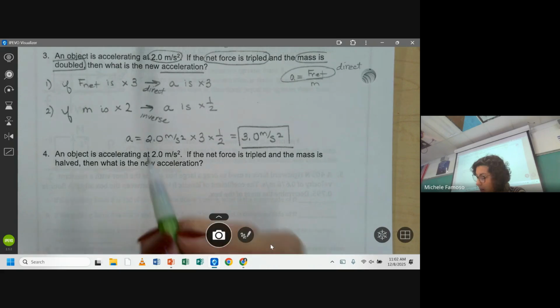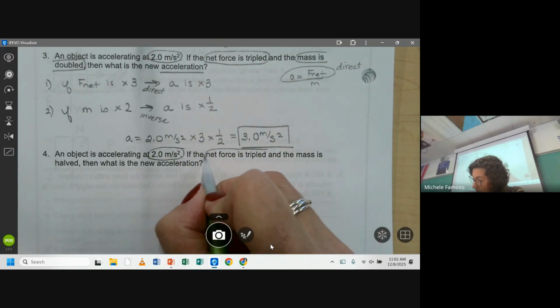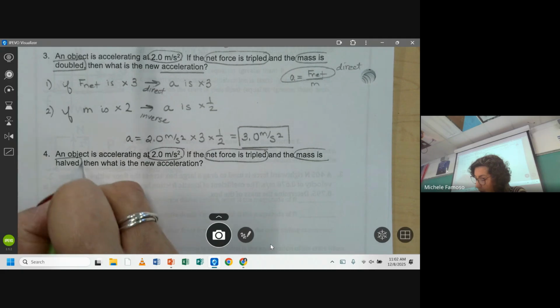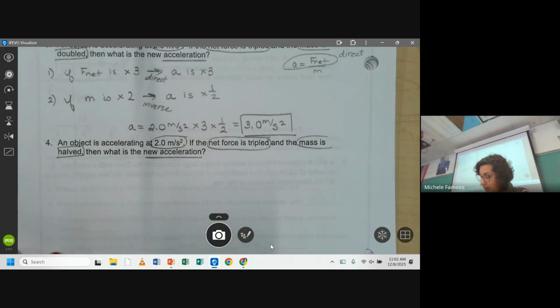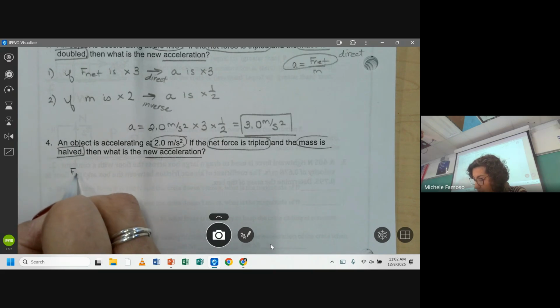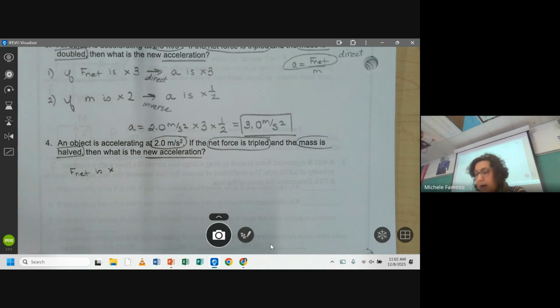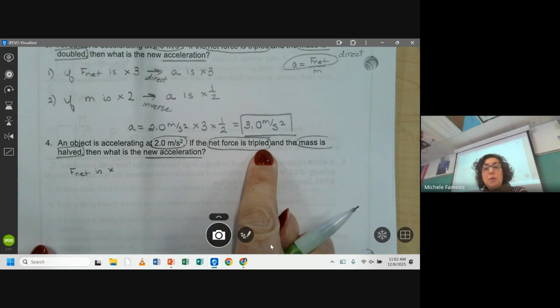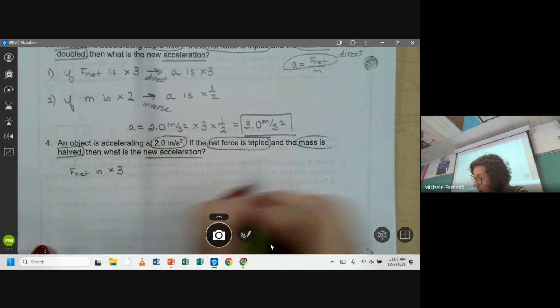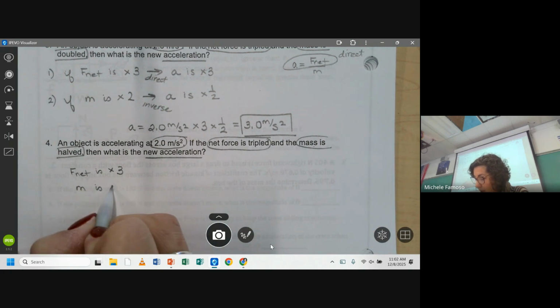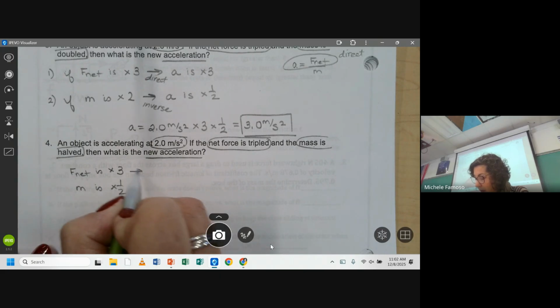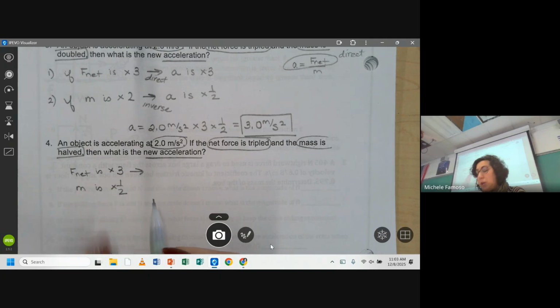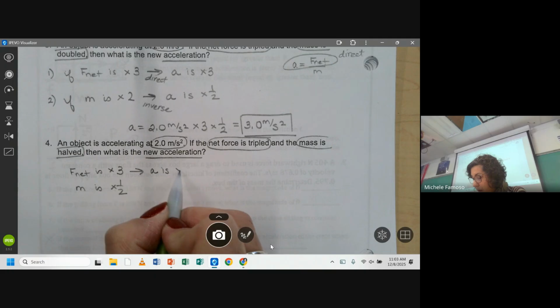All right, number 4. We have an object again accelerating at 2.0 meters per second squared. The net force will be tripled, and then the mass is going to be halved. What's the new acceleration? So, Eric, what am I going to multiply the net force by? F net is multiplied by, when I say it's tripled, what are you multiplying by? 3. And what is the mass being multiplied by, Josh? 1/2. Okay. When I multiply net force by 3, Logan, what does that multiply the acceleration by? 3, because that's a direct relation.